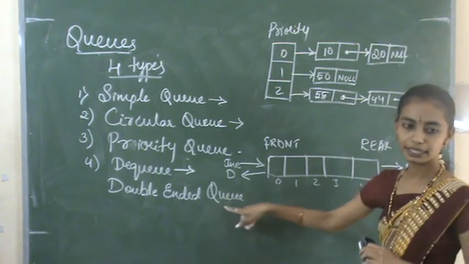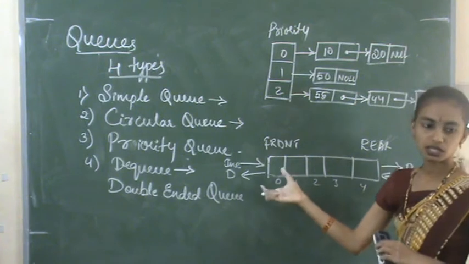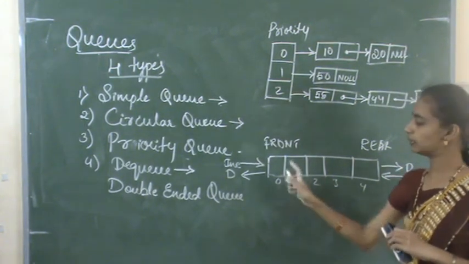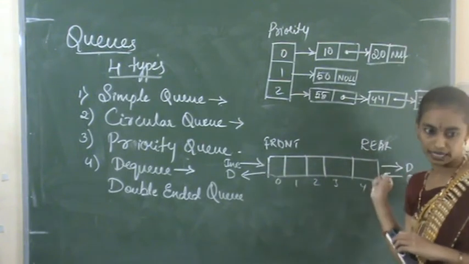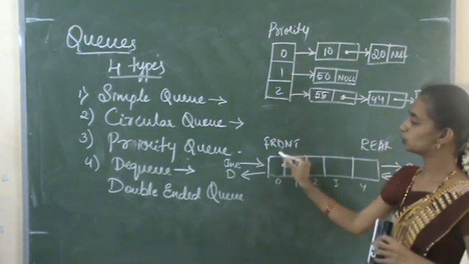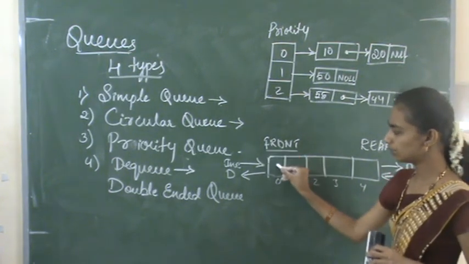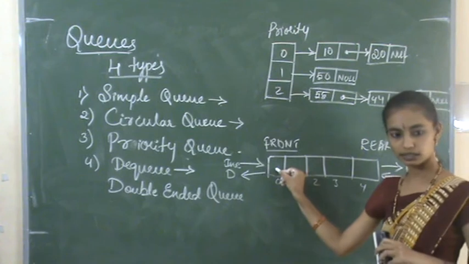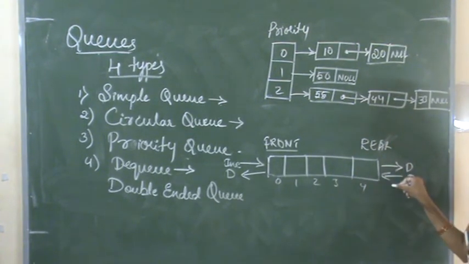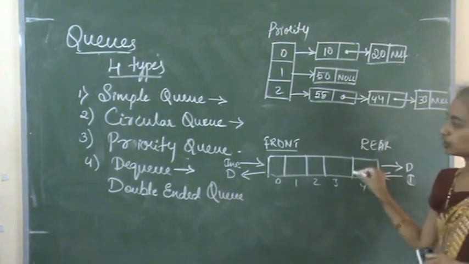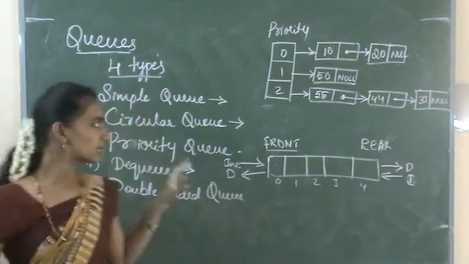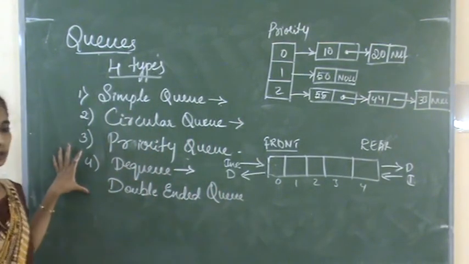So double-ended queue means inserting and deleting elements takes place at both ends. That we call a double-ended queue. In this double-ended queue, at the front end we can delete or insert an element, and at the rear end we can also delete or insert an element. That we call a double-ended queue or D queue. So these are the different types of queues.